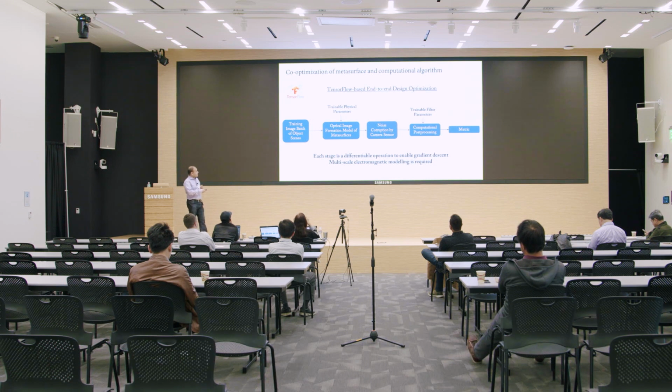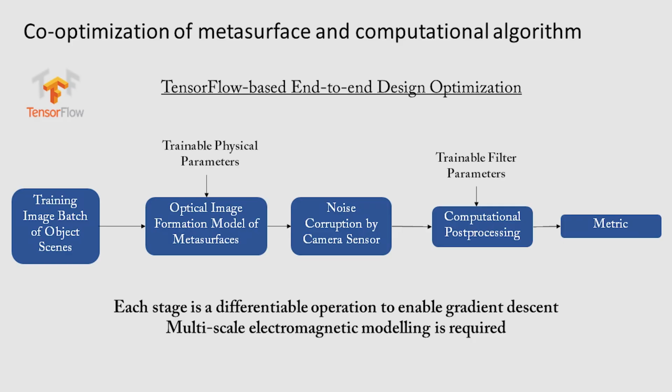So we actually created a multi-scale electromagnetic model for this optical image formation using metasurface. And then we can add noise that we are having from the camera sensors. And then we can also add a block of computational pre-processing where we have trainable filter parameters. So for Wiener filter, we generally use the SNR ratio, but we can use other kinds of filters, including a neural network. And we train this whole network.